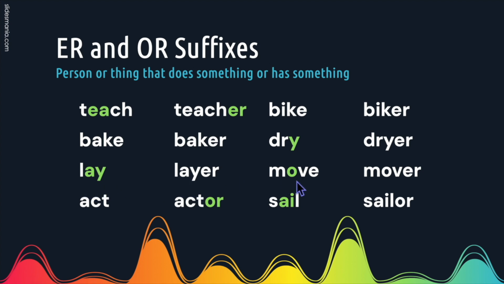This O will have the sound of oo, move, mover. Act, actor. While OR has the sound of or most of the time, at the end of a word, it generally sounds just like ER. So we don't say act-or, we say actor. AI says A, sail, sailor.